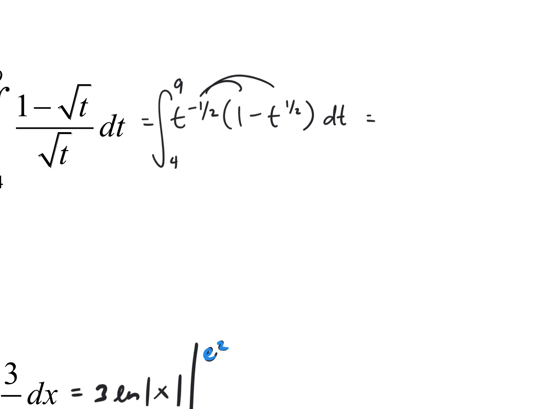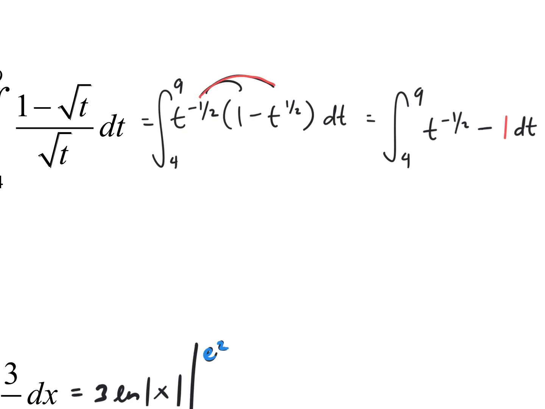Okay, so if I distribute this from 4 to 9, I'm going to have t to the negative 1/2 minus, well, t to the negative 1/2 times t to the 1/2. That's going to give me t to what power? 0. So minus t to the 0, which is actually just what? 1. So minus 1, and then dt. And now we can go ahead and take the integral of that.